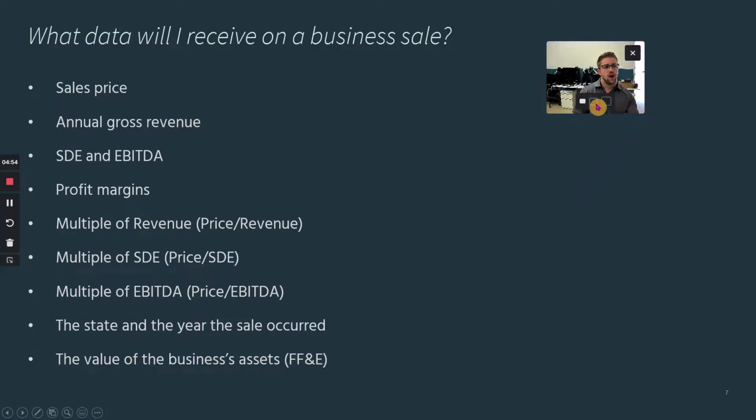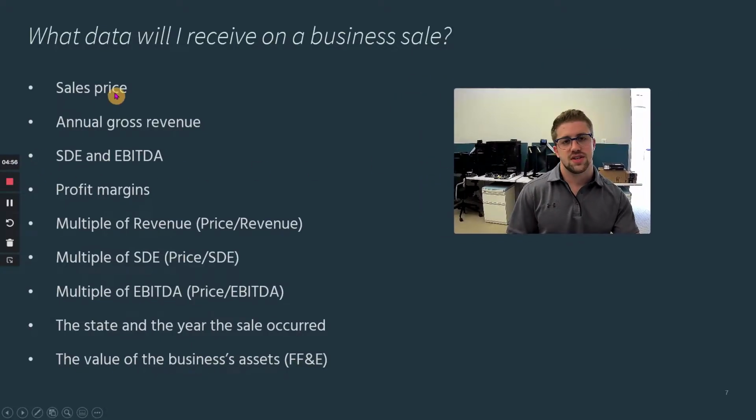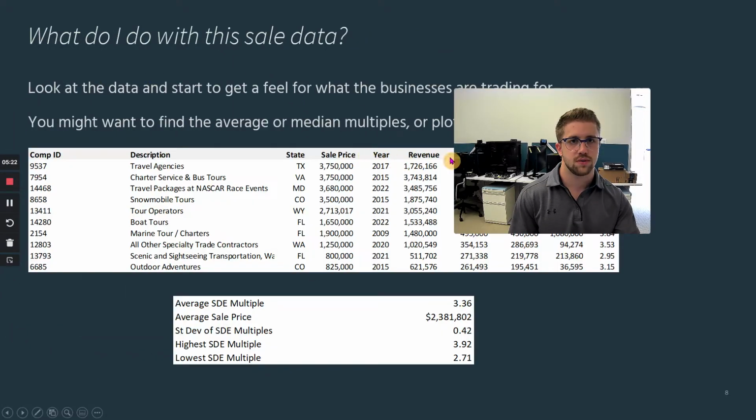So when looking in Peer Comps, this is the data that you're typically going to see: the sale price of the business, the revenue, the earnings, the margins, the multiples, and then some information on the sale. So the year that it happened, the state that it was in, and the amount of money that was allocated towards the FF&E, and that's just the equipment that the business has. So, trucks, furniture, tools, that type of stuff. So this is all the data that you'll get from Peer Comps.